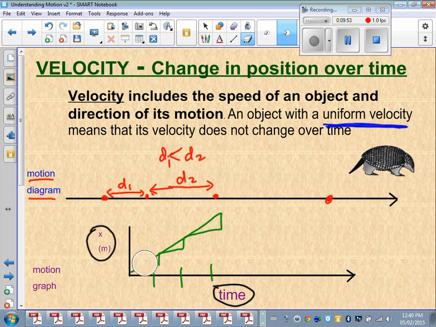And in fact, the armadillo is covering more distance as the seconds progress. So you might see it on a graph something like that. Okay, this is a case where the armadillo is speeding up. The velocity is not uniform.